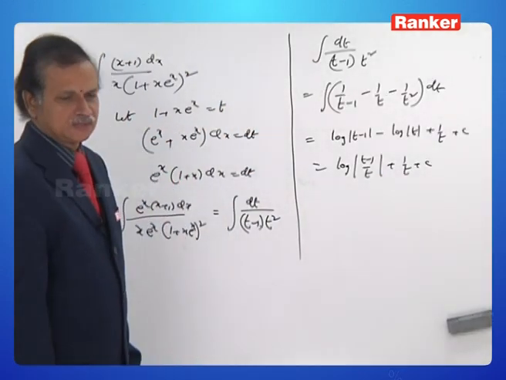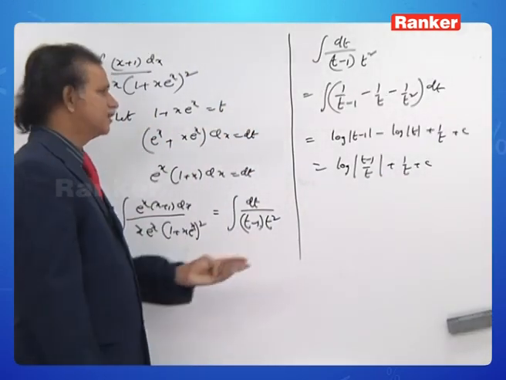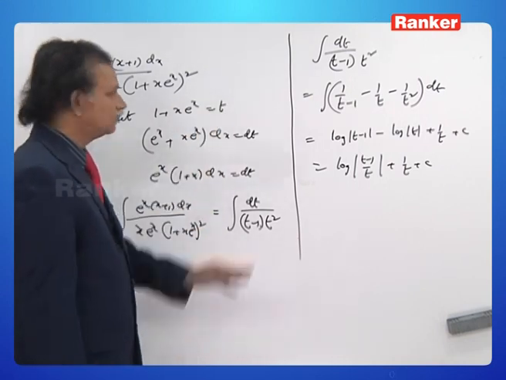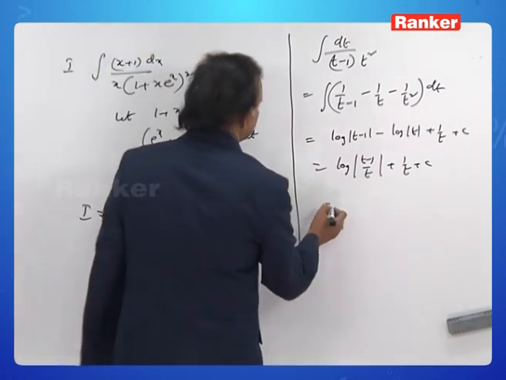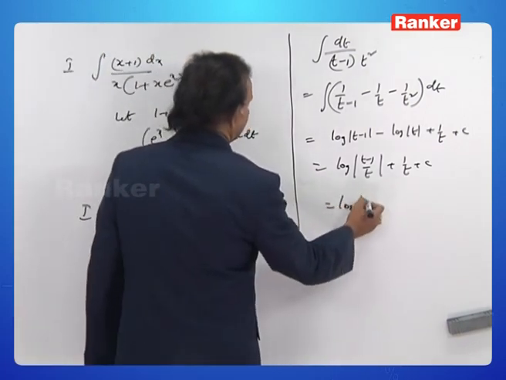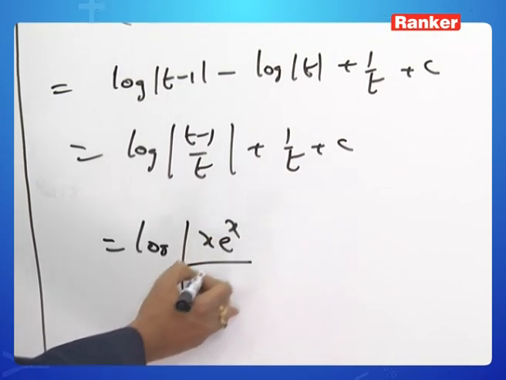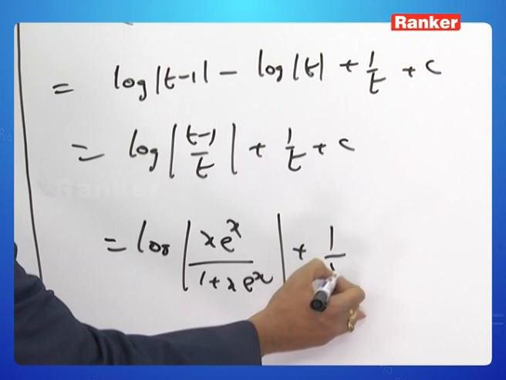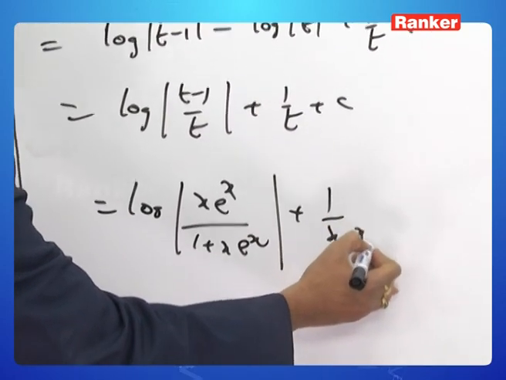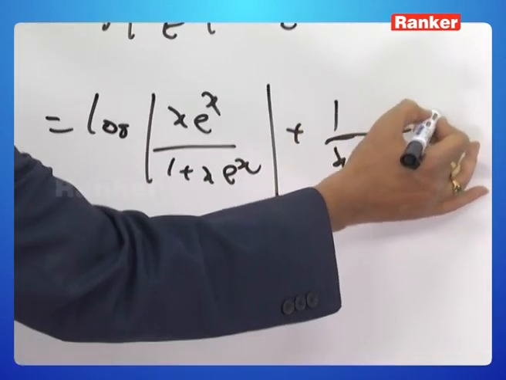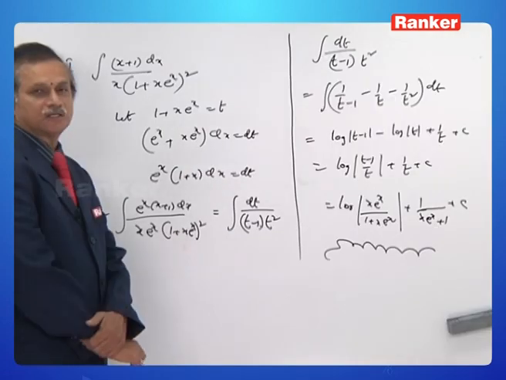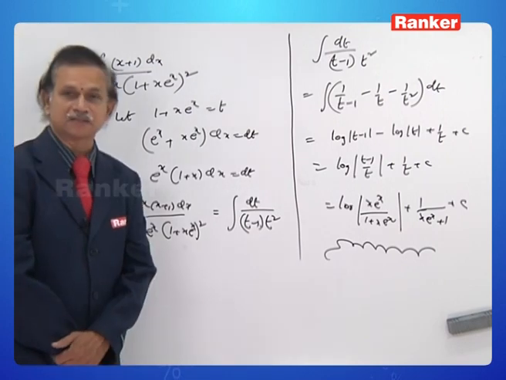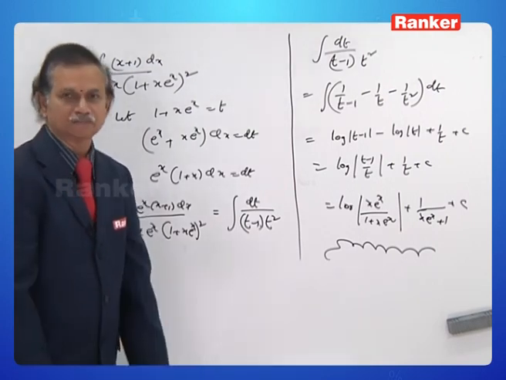Now you replace the actual value of t we have substituted. What is t? 1 plus x e power x. What is t minus 1? x e power x. So this is log mod x e power x by 1 plus x e power x plus 1 by x e power x plus 1 plus c. This is the way in which we split it. e power x into 1 plus x e power x is supposed to be taken as t.